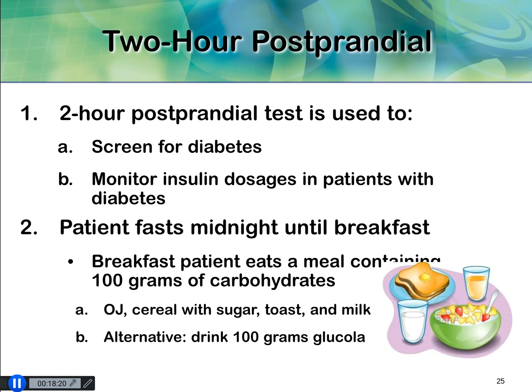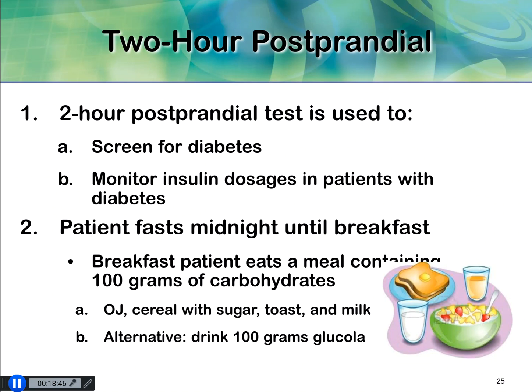The 2-hour postprandial test is used to screen for diabetes and then monitor insulin dosages in patients that are already diabetic. For this test, the patient fasts from midnight until breakfast, so no getting up in the middle of the night to have a snack. And then the breakfast meal should have at least 100 grams of carbohydrates. So it's actually a lot.